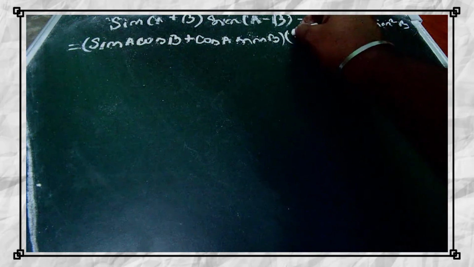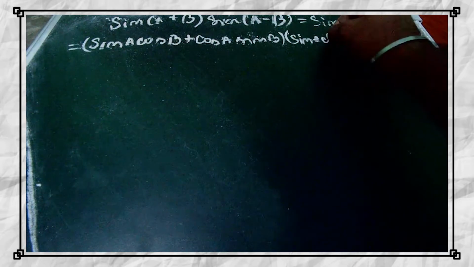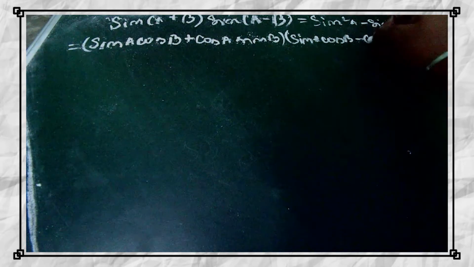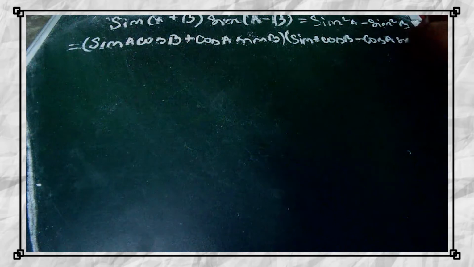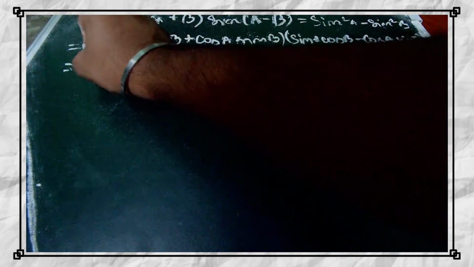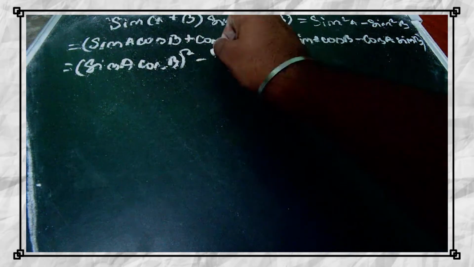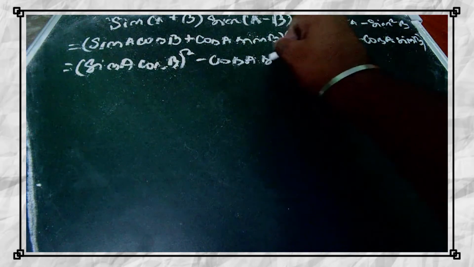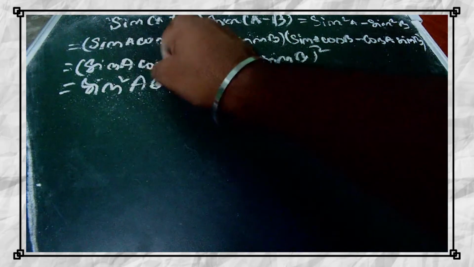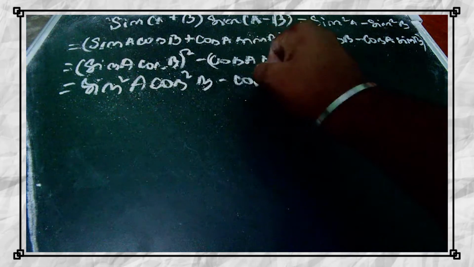So the value of sine of A plus B is sine A cos B plus cos A sine B, and the value of sine of A minus B is sine A cos B minus cos A sine B. So we get, after multiplying, (sine A cos B) whole square minus (cos A sine B) whole square. So we have got sine square A into cos square B minus cos square A into sine square B.